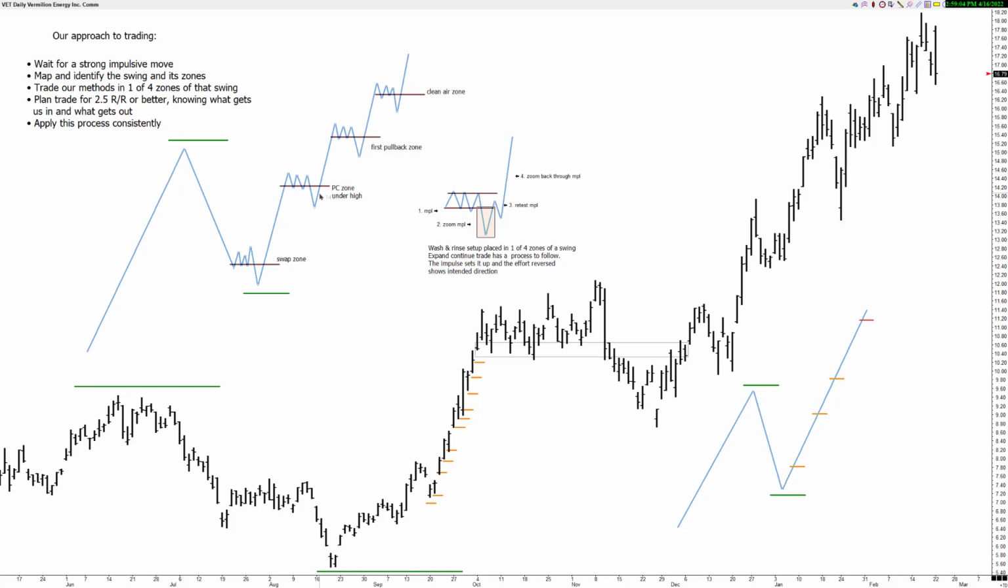And quite often, once price makes a new high, we call this the first pullback zone. It will pull back. So we're looking for a particular setup in one of these zones. And afterwards, a clean air zone. There's nothing on the left to bother it. There's clean air. So we're looking for, say, a wash and rinse, which has a process.